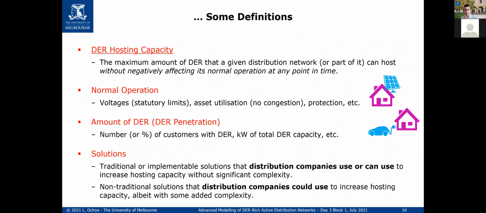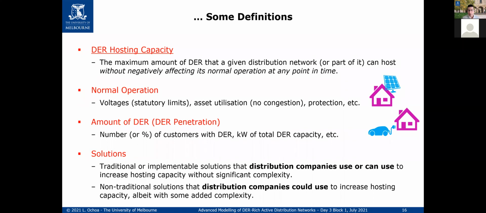But it can also be normal operation with respect to fault levels, to harmonics, and many other things, right? It's not just voltages and asset utilization. When I refer to the amount of DER, it's really what I will also use a lot as distributed energy resource penetration. So it could be EV penetration or PV penetration, but this can be defined in many ways.